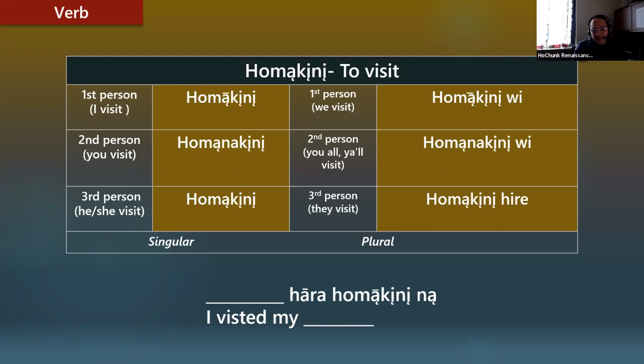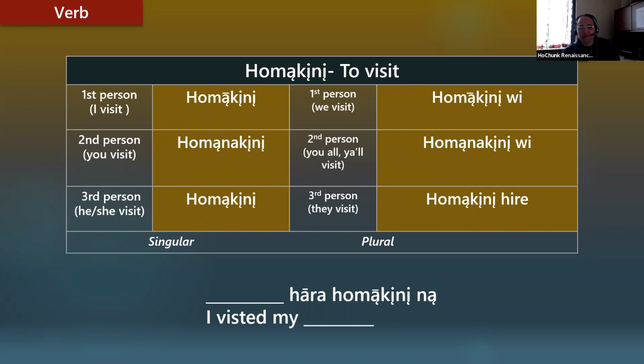Okay, we'll go on here to the next one, first person plural. I use another parent. He uni. Okay. Anybody tell me what he uni is? Mother. Yep, mother. And so then I'm going to use hada along with that, my mother. So I'm going to say he uni hada homakini wina. What does that translate to, DC? We'll pick on you in a good way. We visited my mother. Correct. Yep. We visited my mother.